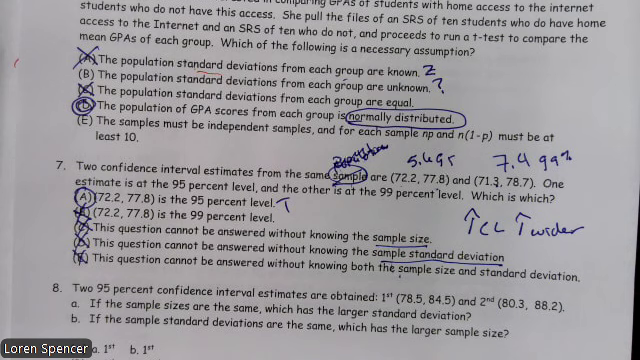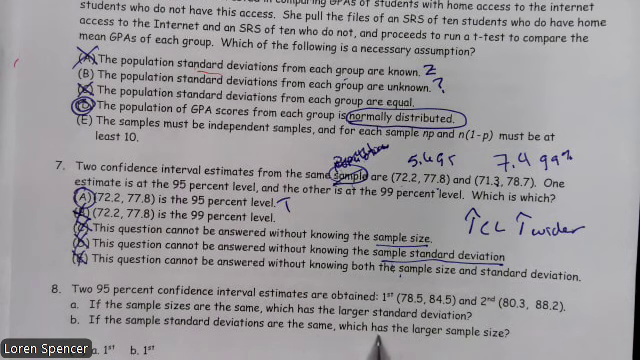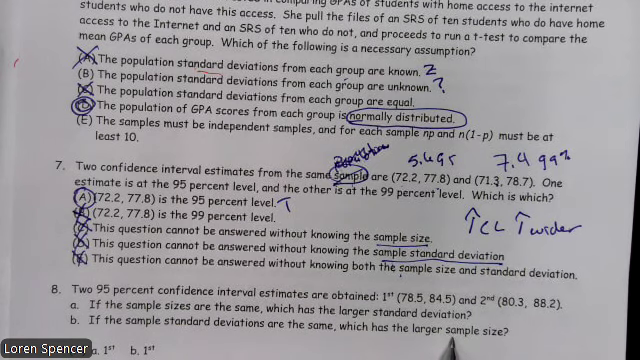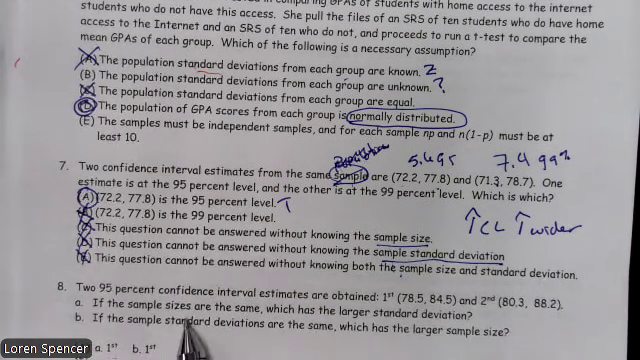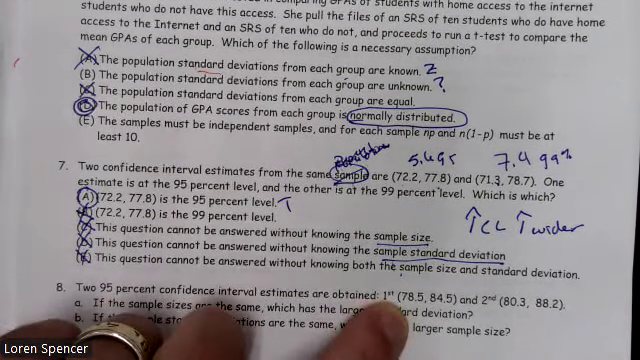Two 95% confidence intervals are obtained. If the sample sizes are the same, which has the larger standard deviation? Okay, so we're going to pretend that they came from the same spot. So let's take a look at this.